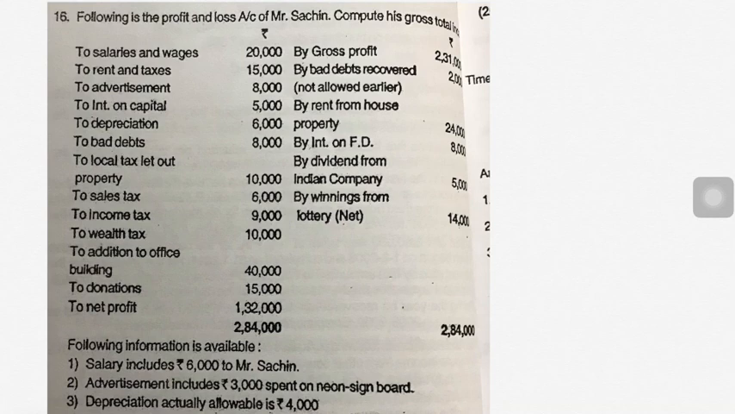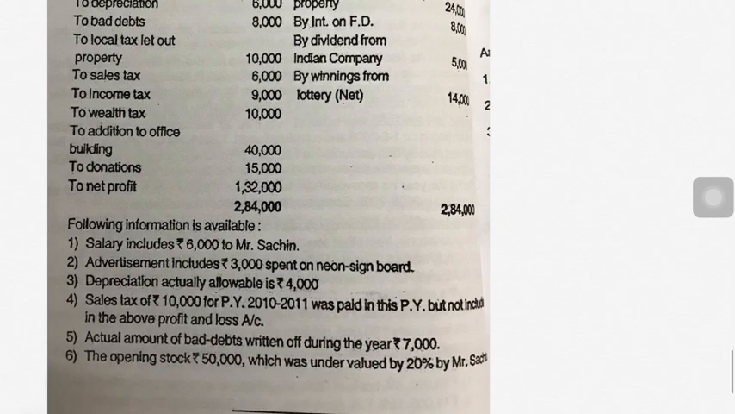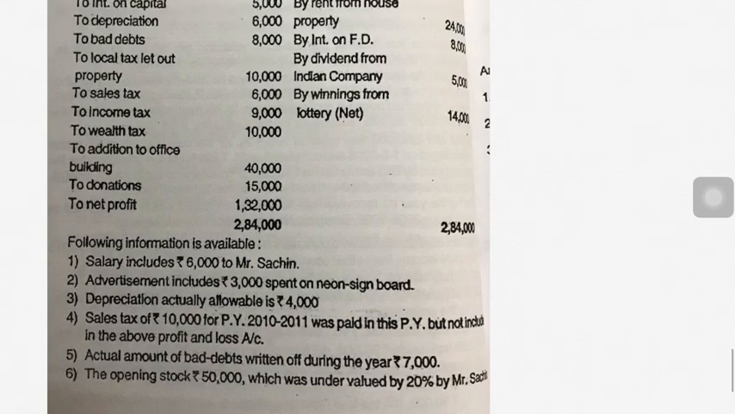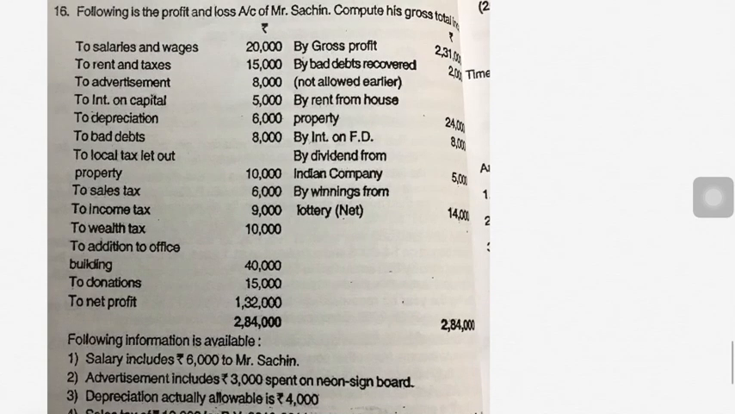Now let's solve the next question, which is a question paper sum, 2014 question paper, question number 16. In the current question bank, it is on page number 194. Let's solve this problem. Following is the profit and loss account of Mr. Sachin. Compute his gross total income.